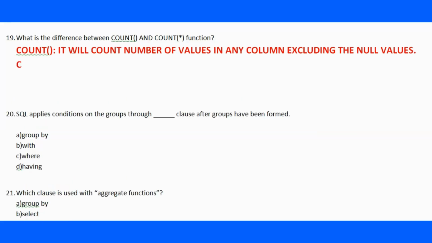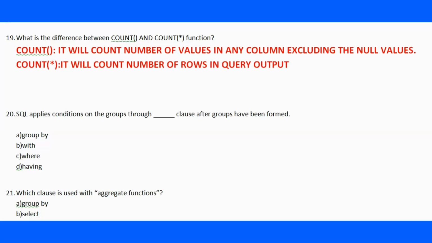So next is the count star function. Into the bracket you will put a star. It will count the number of rows in the query output, including the null values.